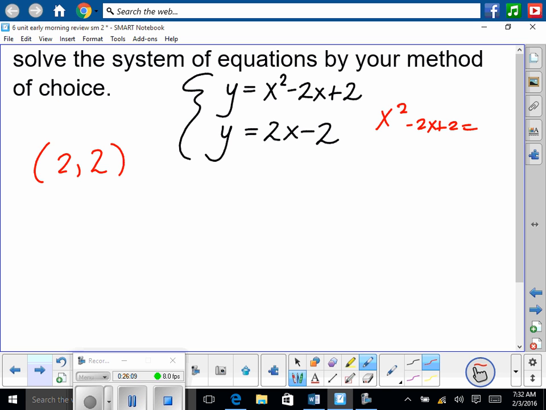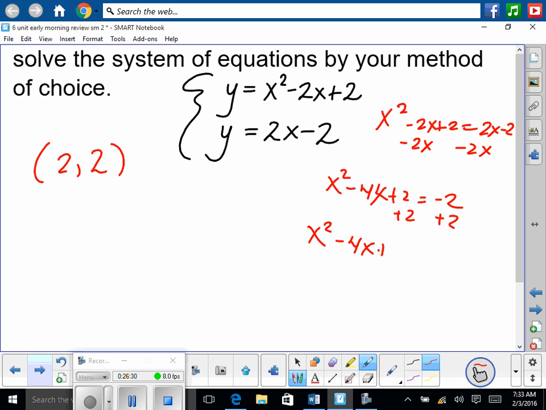So we have x squared minus 2x plus 2 is equal to 2x minus 2. And because they're both equal to y, they're equal to each other. So we would subtract 2x, right? Yeah. So we would have x squared minus 4x plus 2 is equal to negative 2. We would add 2 then. So we would have x squared minus 4x plus 4 is equal to 0. So then, oh, yeah. So this is one that only intersects in one spot, because let's keep going.